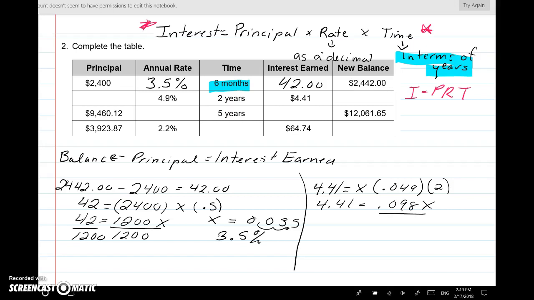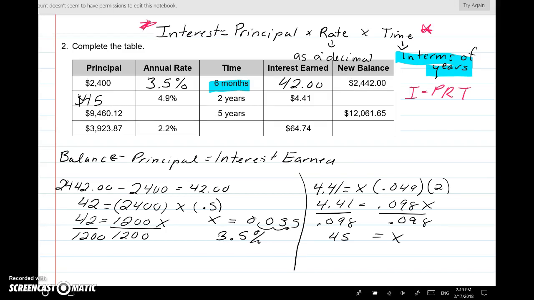That becomes 4.41 equals 0.098x. Divide both sides by 0.098. And we get that x equals 45. So my principal was $45.